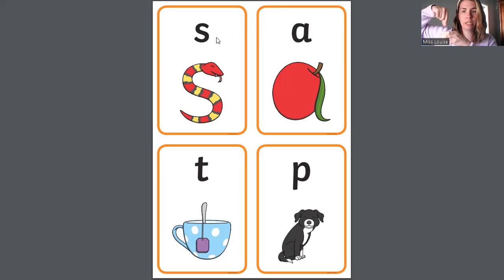apple, teacup, puppy. And you'll notice that I also have actions for each of those letter sounds. And that's just simply because if a child is trying to read a word, they might forget the p sound, but depending on how they process information, they might remember the action to that letter sound, and then they'll think, oh, okay, it's a puppy.